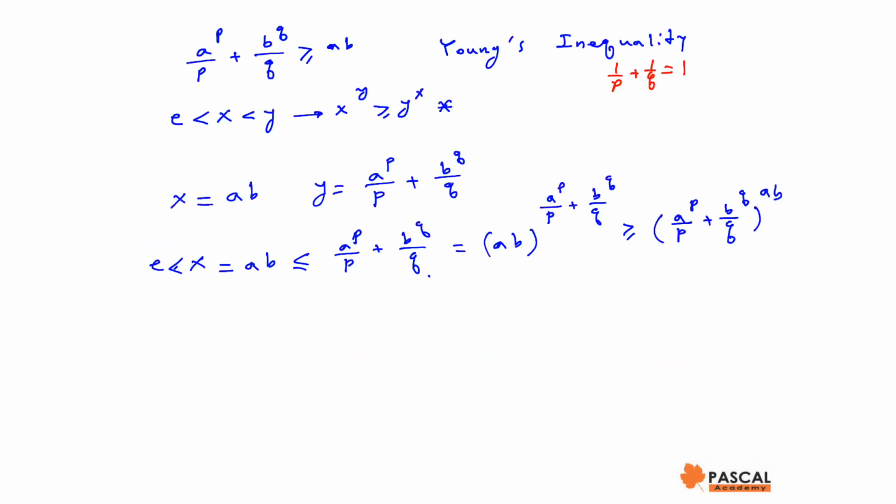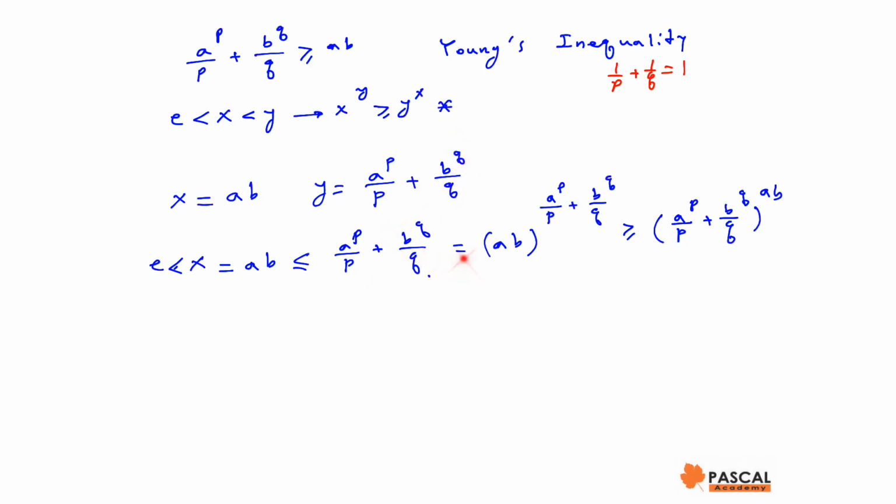Now, we assume x is ab and y equals a to the power of p over p plus b to the power of q over q. Using Young's inequality, we know a times b, that means x, is smaller or equal than a to the power of p over p plus b to the power of q over q. We call it y.